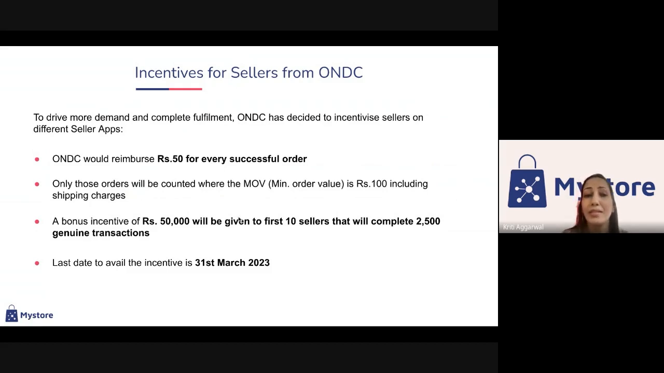Another very big incentive that ONDC has given to sellers is that if they are able to accomplish 2,500 genuine transactions, then a seller can avail an incentive of 50,000 rupees. And this whole incentive program is till 31st March. So I would like Dhruv or Vidushi to throw some light on the incentives that are being laid down by ONDC.